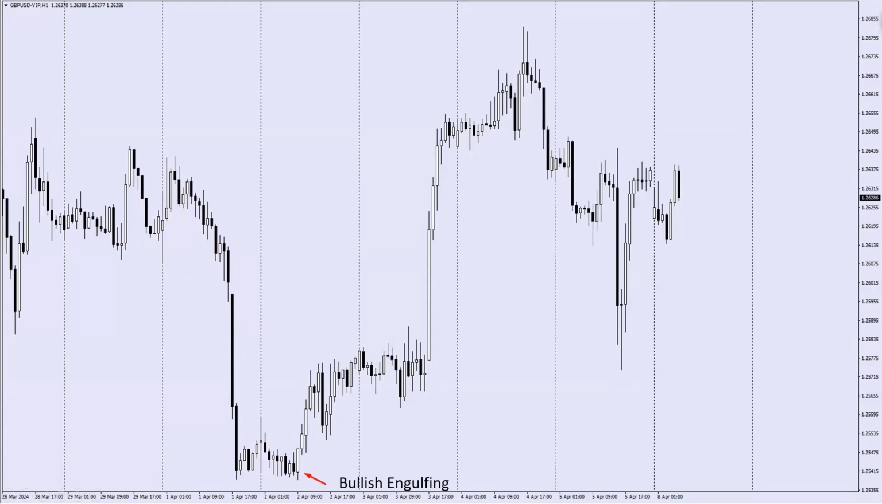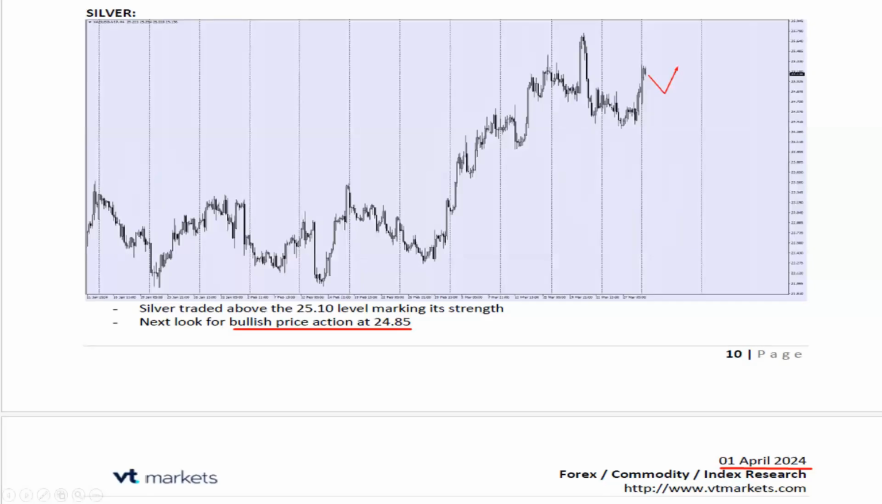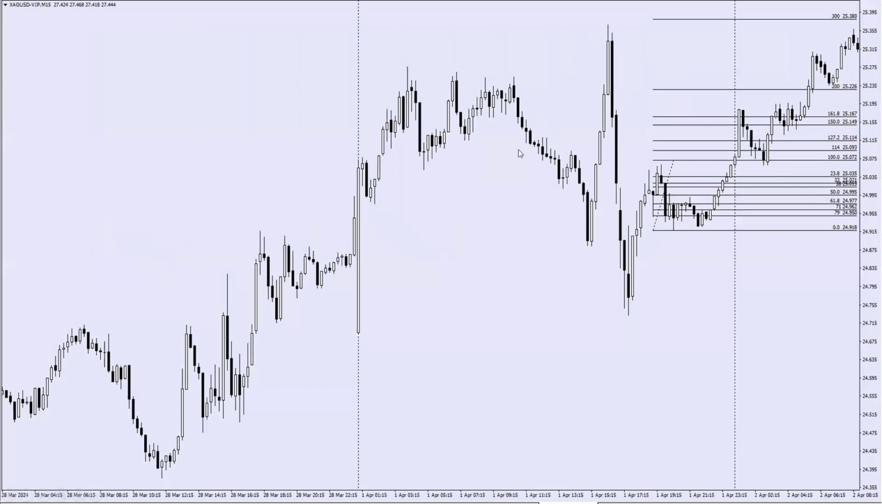Okay, so next we have the silver over here. That was the 1st of April. Now, basically, I told you guys this is not an April Fool kind of thing, right? So look for bullish price action at the 24.85 area. So if you look at the M15, what happened was that it came down to the 24.85 area, right? And then price traded up, and then after that, one move down and three.